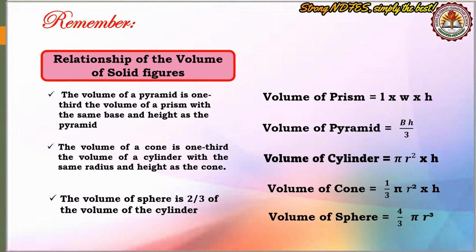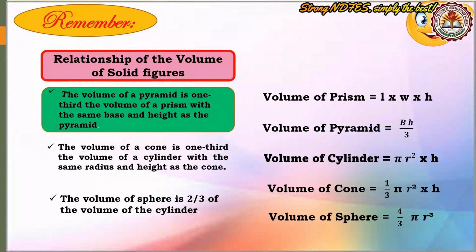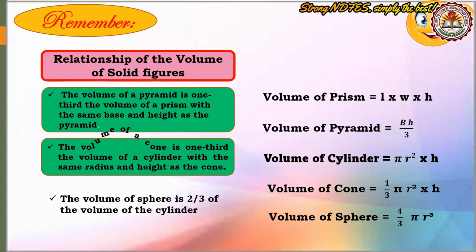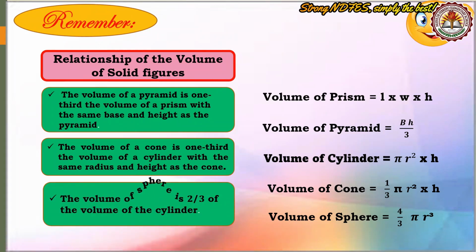Now, let us wrap up the lesson that we have discussed. Let us remember the relationship of the volume of solid figures. First, the volume of a pyramid is 1/3 the volume of a prism with the same base and height as the pyramid. Second, the volume of a cone is 1/3 the volume of a cylinder with the same radius and height as the cone. And lastly, the volume of a sphere is 2/3 of the volume of the cylinder.